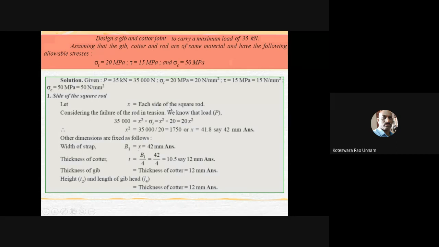Then once you have the X value, like what we discussed in the previous class, B1 is equal to X only, and T is equal to B1 by 4. If X is 42, then B1 by 4 is 42 by 4, which comes out as 10.5, and that may be rounded up to 12 mm. Then the thickness of the jib as well as the height and length of the jib head are taken as equal to T only, which is 12 mm, 12 mm. These are empirical relations we have to follow. There is no failure criterion to find the length and the height of the jib head.